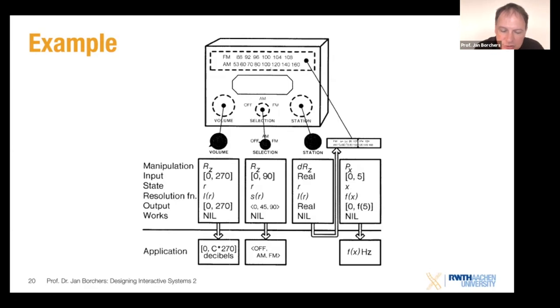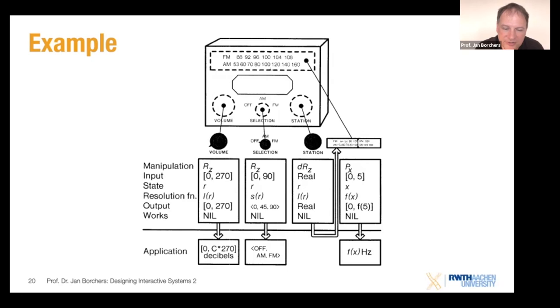Therefore, the resolution function is super simple. It's just the identity function. It just maps essentially my input to the output. The volume knob does not do anything with my input, discretize it, for example. The additional work properties, like with all of the examples, as you can see here, is empty, so nil in good computer science terms.